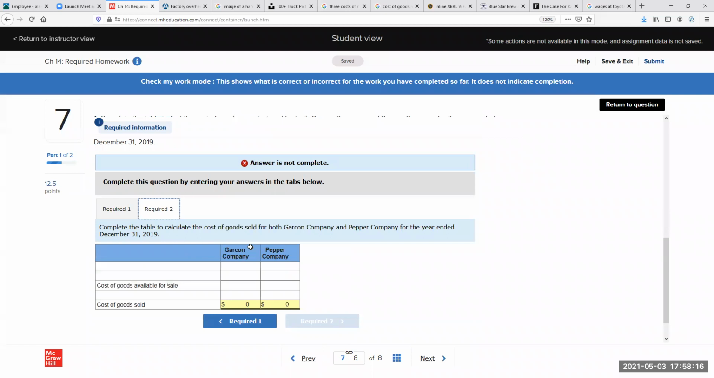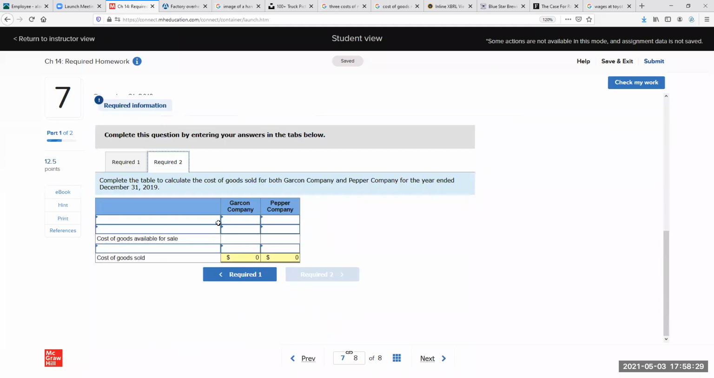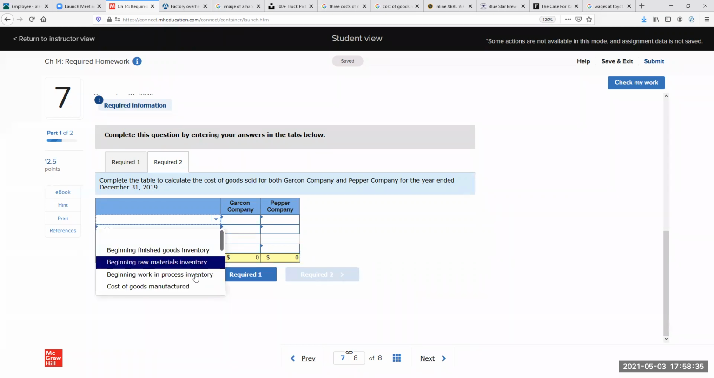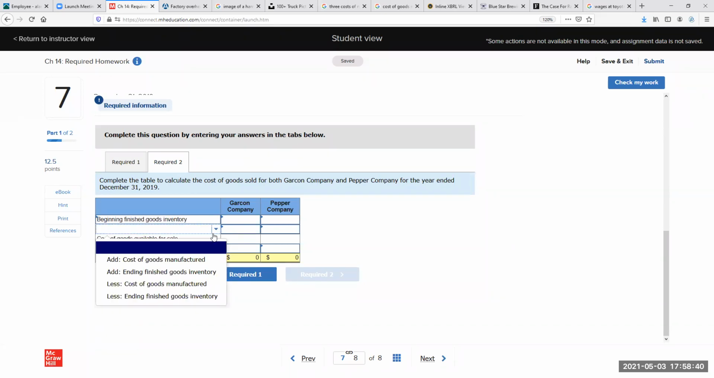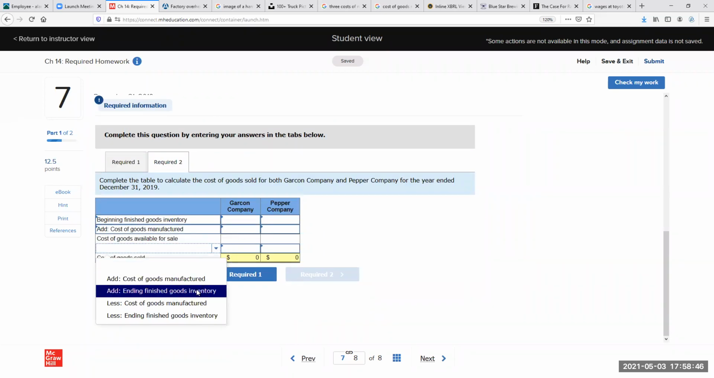Now in requirement 2, it wants you to calculate the cost of goods for both companies. How do you get cost of goods? Well, finished goods, right? What do you have? Beginning finished goods, plus your cost of goods manufactured. So there's your total, less your ending finished goods, right?